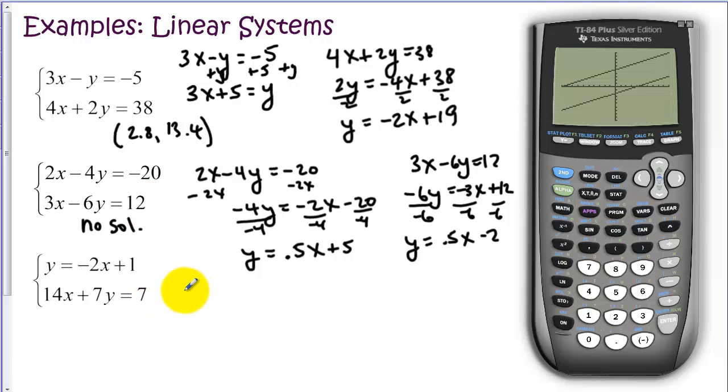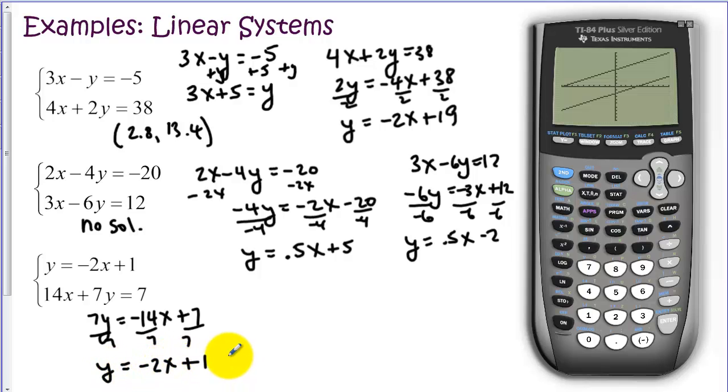So let's look at our last linear system here. We have this equation. For this one, we're going to subtract the 14x, and divide by 7. And we get y equals negative 2x plus 1. Now notice these are the same equations. So everything that makes this one true is also going to make this one true. So we know just by looking at this that it's all real solutions, or actually we've been calling that here infinitely many solutions.